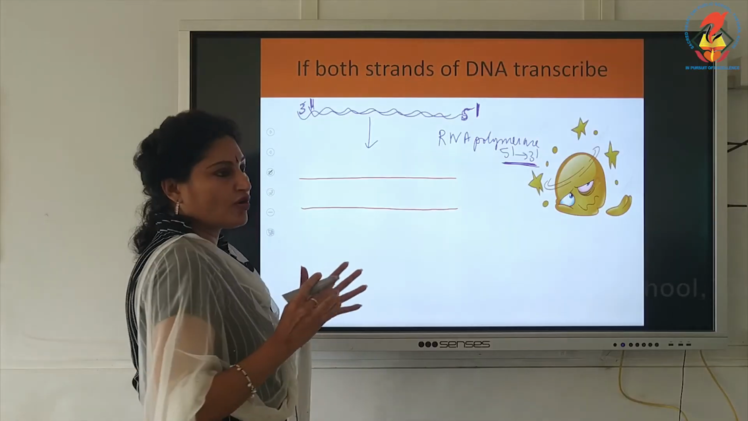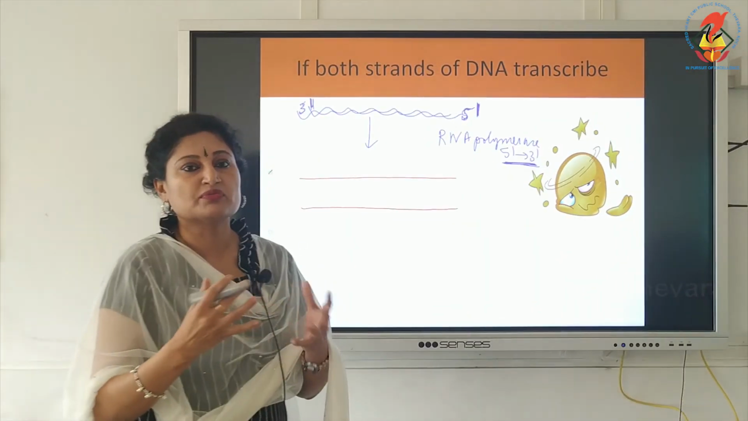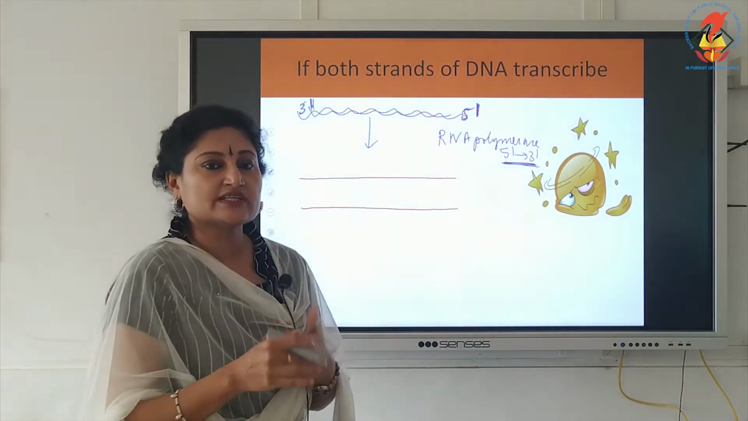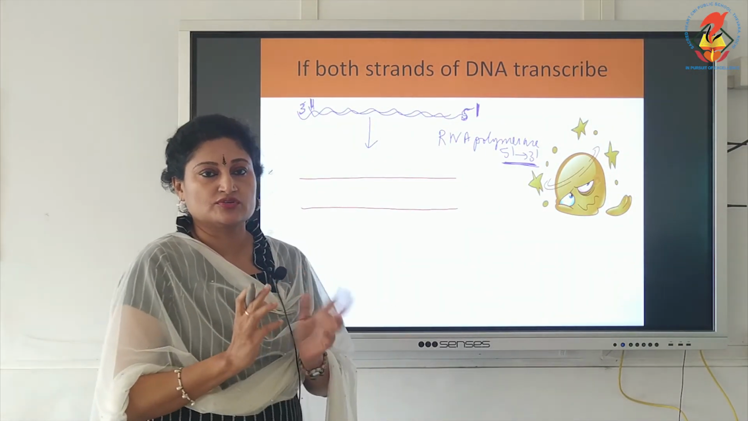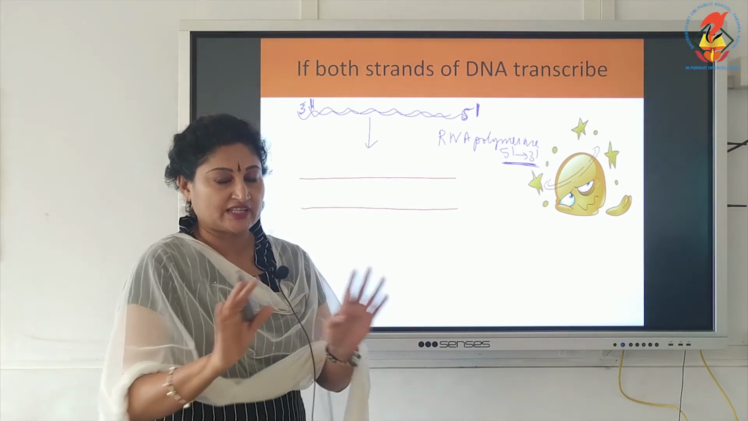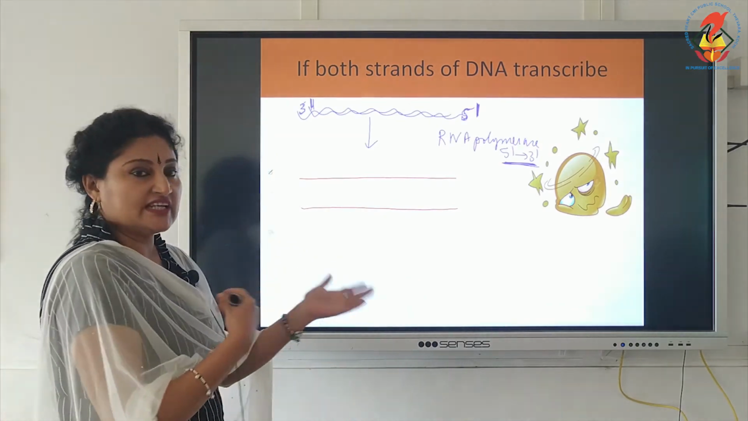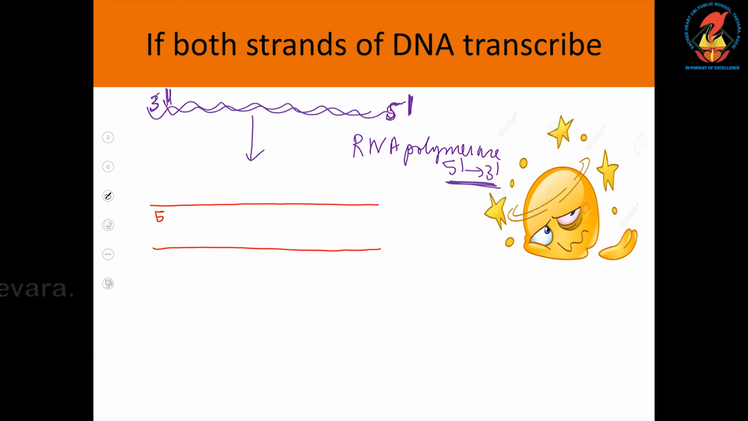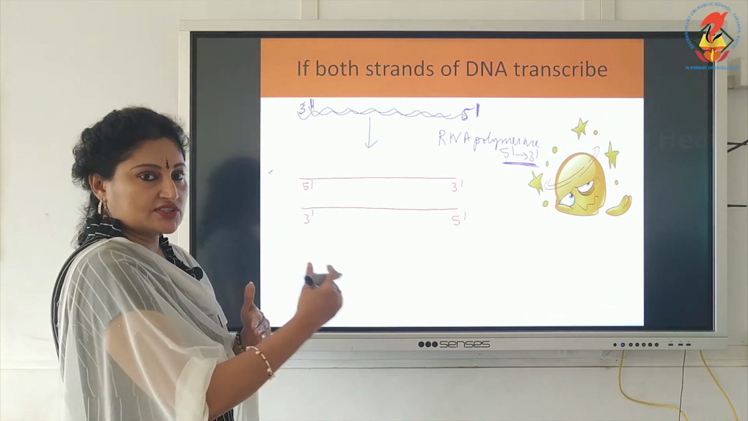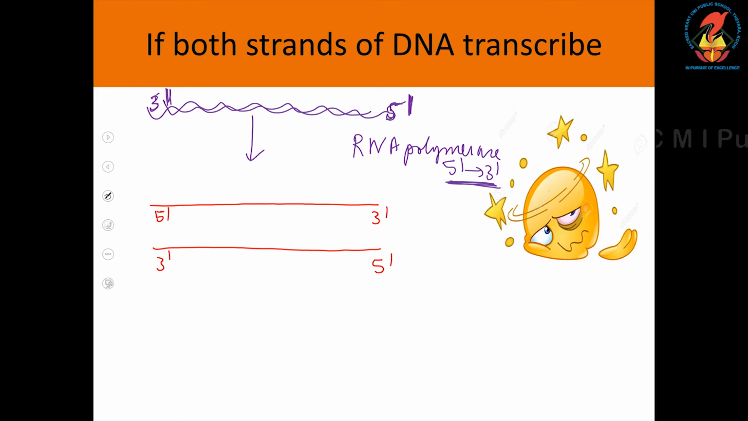Assume RNA polymerase does not have such a condition. This is an assumption: assume that it can function in any direction, without taking the orientation into consideration. So let me take two strands. One strand is running in the 5 prime 3 prime direction, the other strand running in the 3 prime 5 prime direction. What happens if both the strands serve as template for transcription and translation?